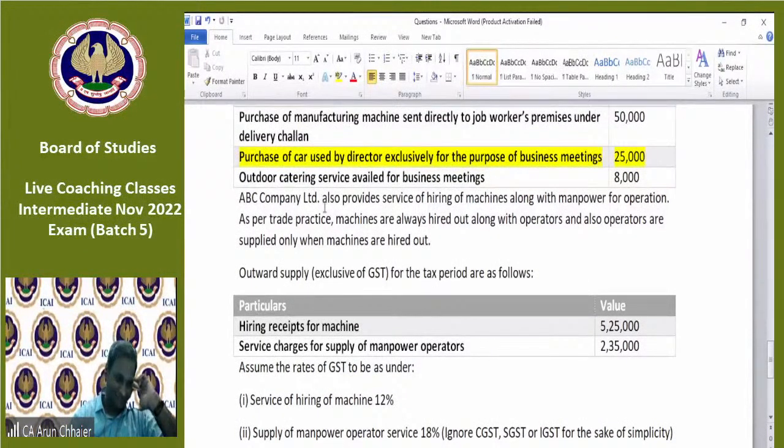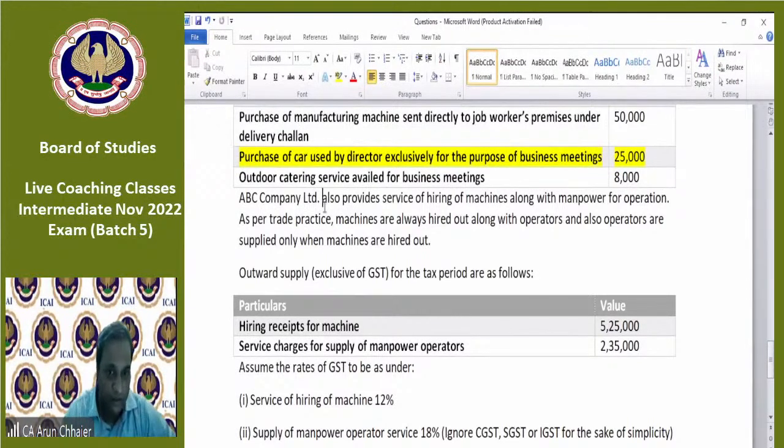Great. Very nice. Here the ITC would not be available. It is under the blocked category. Even if it is for business purpose, you can't take the ITC up to 13-seater, transportation of passengers. Absolutely the correct point highlighted by Isha, that if it is for further outward supplies, we have discussed certain exceptions, and if it is covered, then yes, ITC would be available even for 13-seater. But in this case, it is used by the director only for the purpose of the business meeting. No ITC would be available.